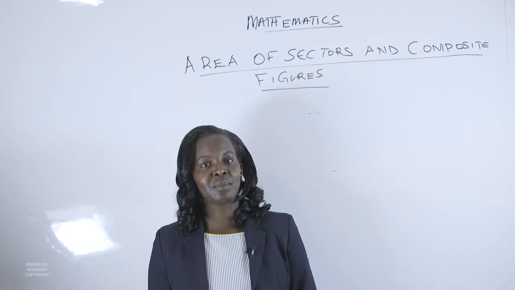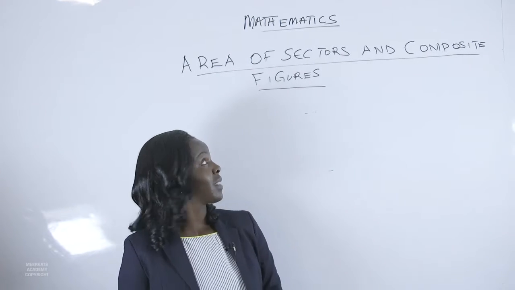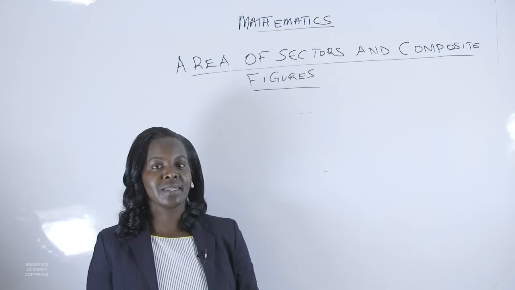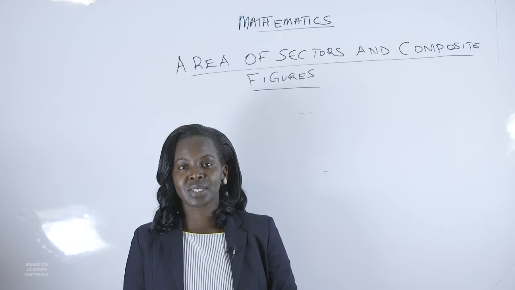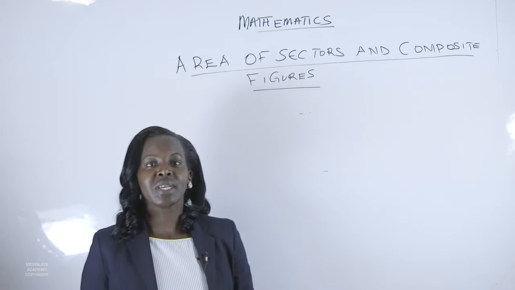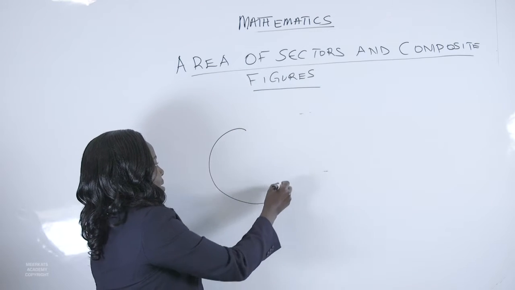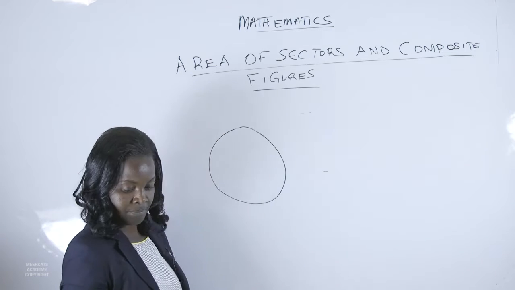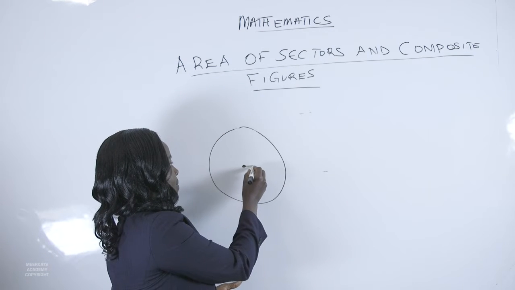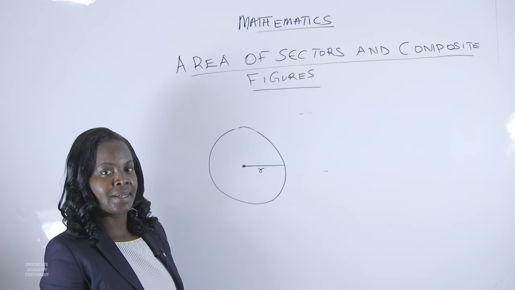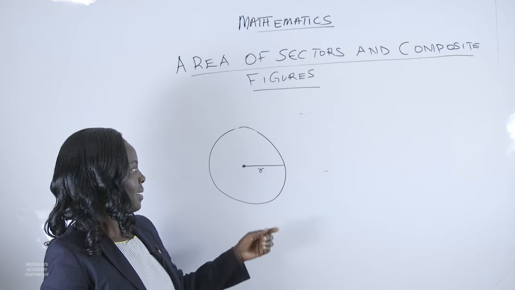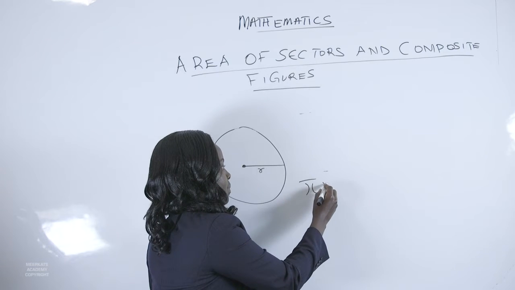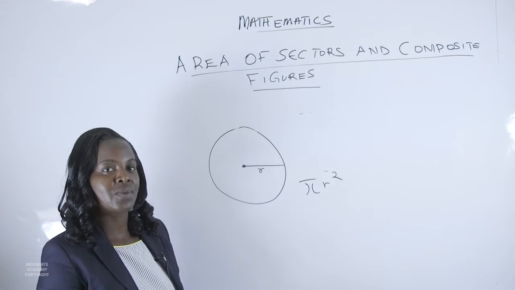Today we are going to learn about the determination of the area of sectors and composite figures. You can remember that in our last lesson we learned about how to determine the area of a circle, and we realized that a circle has a center and a radius r. So to calculate the area of a circle, we use the formula pi r squared.